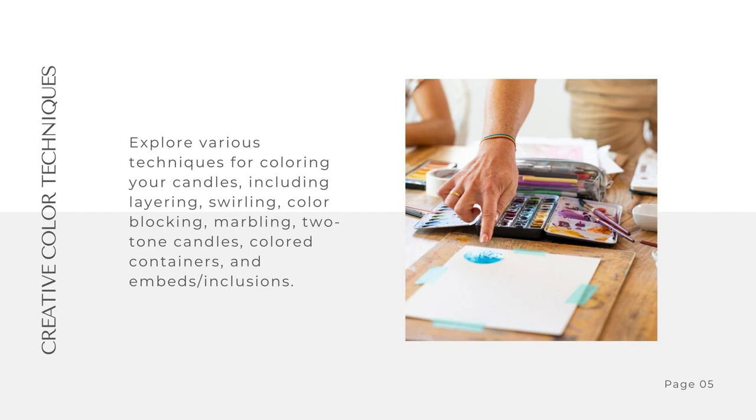Embeds and inclusions. Take your candle creations to the next level with embeds and inclusions. These are decorative elements that are embedded within the wax as the candle is poured. You can use colored wax shapes, dried flowers, herbs, spices, coffee beans, or even small toys to create truly one-of-a-kind candles. Just ensure the embeds you choose are fire-safe and won't burn or melt at a lower temperature than the wax.